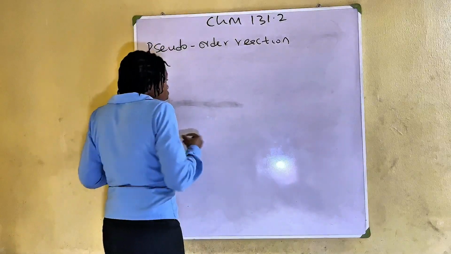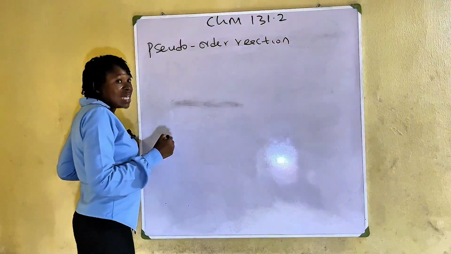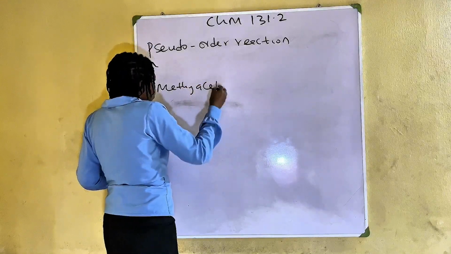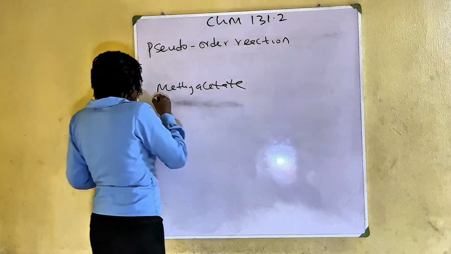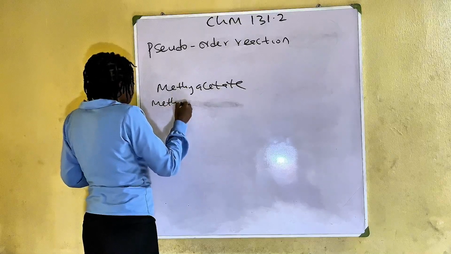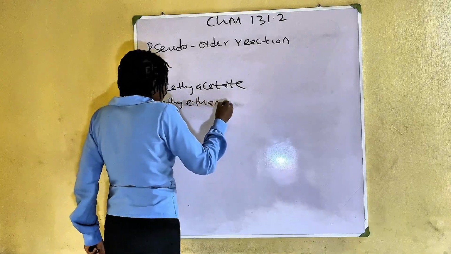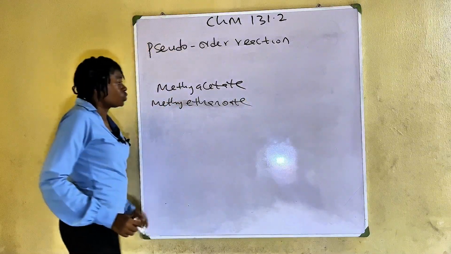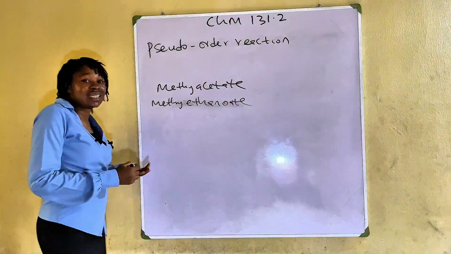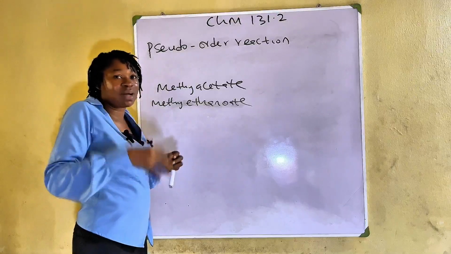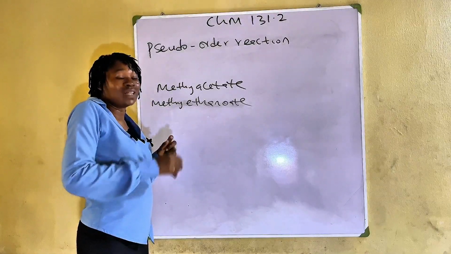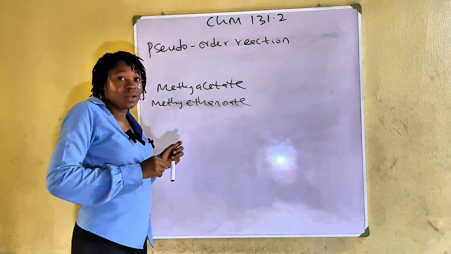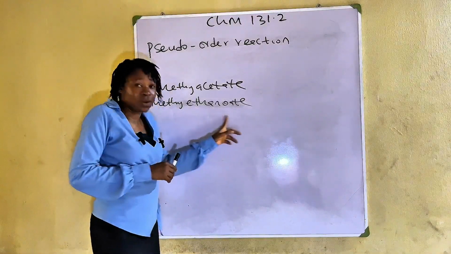Okay, look at this. The hydrolysis of methyl acetate, that's something as methyl ethanoate. So in the hydrolysis of this, water is in large excess amount. So the rate of that reaction does not depend on the concentration of water. Instead, it depends on that of methyl ethanoate.